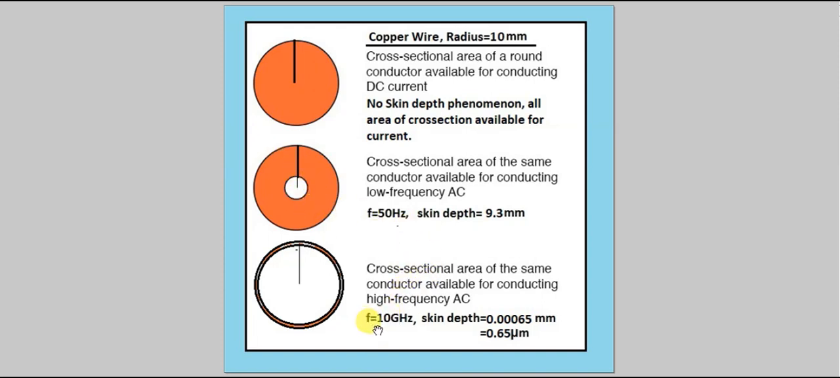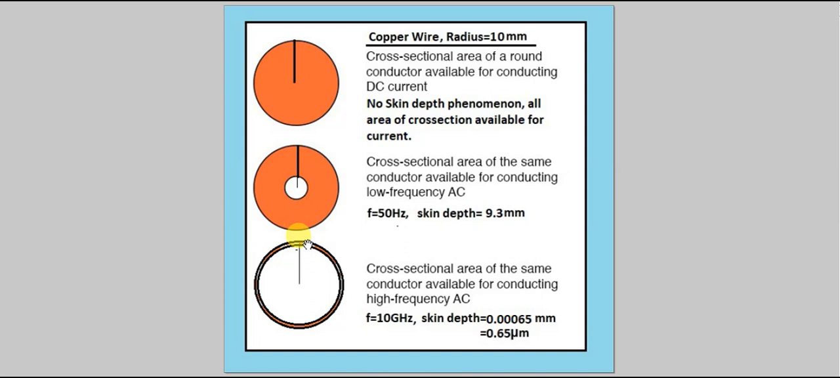Now, if the frequency is increased to 10 gigahertz, the skin depth is 0.65 micrometer. You see here it's a very small ring. You can see it's almost the skin of the whole cylindrical surface. So the current flows in this small region, in this small area, which is of 0.65 micrometer.